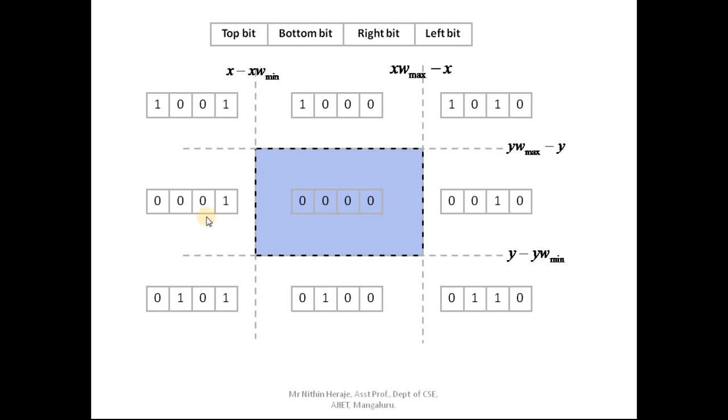This is the left region, so only left is set. Here left plus top, so left and top bits are set. Here it is only top, so top bit is set. Here it is top plus right, so top and right bits are set to 1. It is only right, so right bit is set to 1. Here it is right as well as bottom, so both right and bottom bits are set to 1.